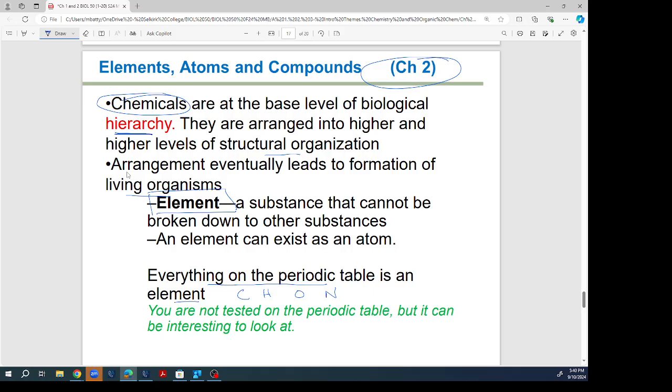And so you can take a look through that. The back side of it has some pictures where you might recognize different elements. An element can exist as an atom. And so you could talk about an atom of nitrogen, or an atom of oxygen. You're not tested on the periodic table, but it is interesting to look at.